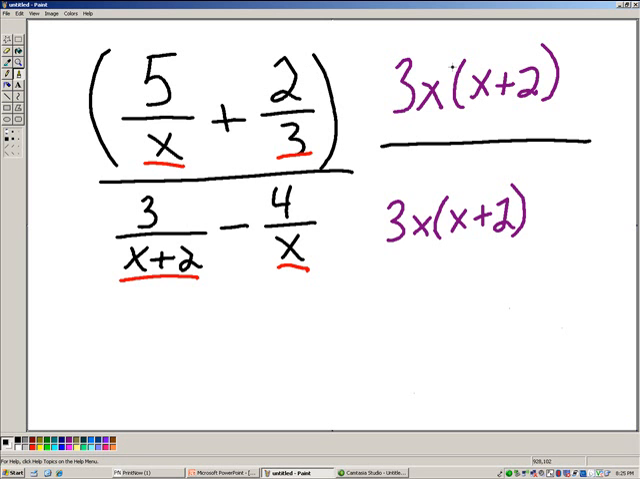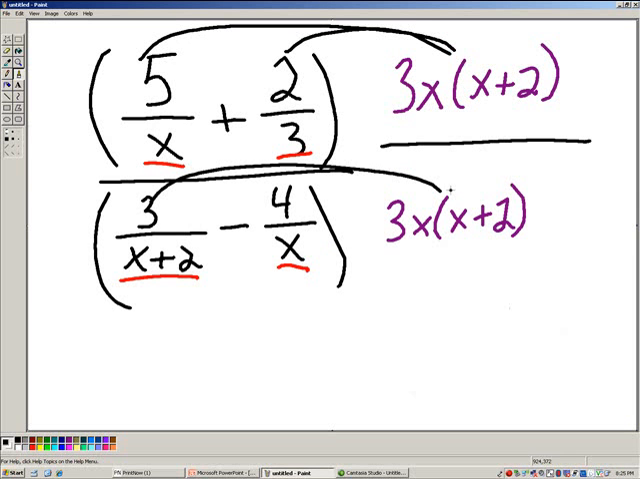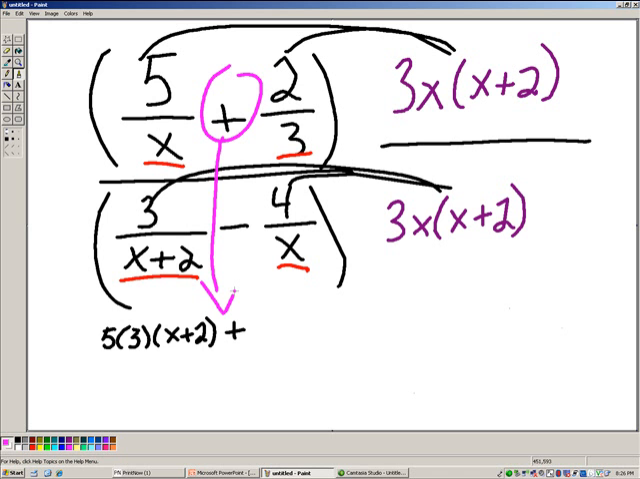Okay, so when we do this multiplication, remember that the division bar, the divisor bar there, groups things. So when we multiply into a group, we need to distribute, both on the top and on the bottom. When we distribute the 3x, x plus 2, into the numerator here, and we multiply it by the 5 over x first, those x's will cancel and leave us with 5 times 3 times the quantity x plus 2. Then we have the plus sign from up here. We don't lose that. Then when we multiply the 3x, x plus 2 times the 2 over 3, the 3's will cancel, leaving us with 2x, x plus 2. That takes care of the numerator for now. On the denominator, we'll do the same thing.